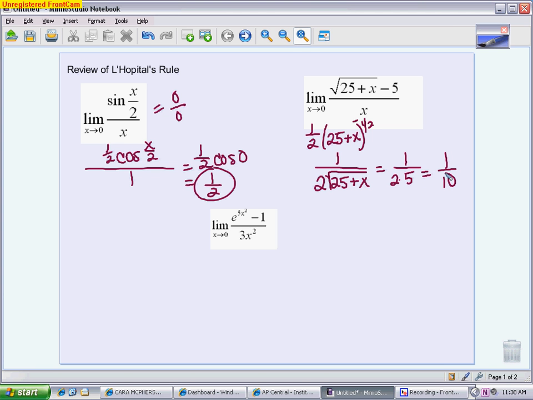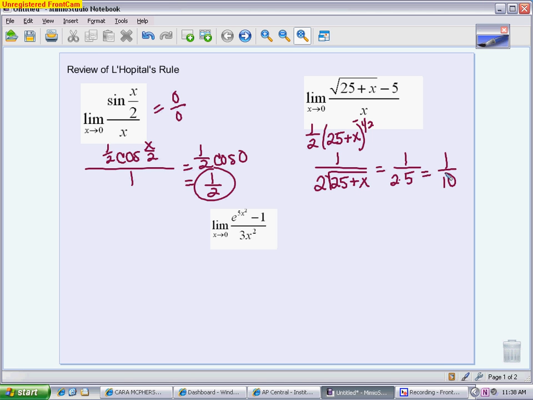I actually took this problem from a practice AP test where it showed up on an AB test, and their expectation is you would do it with rationalizing. Because we know L'Hopital, we have another option. The last one looks a lot like one of the ones that's going to be on your test. Again, if you put 0 in, you do get 0 over 0.